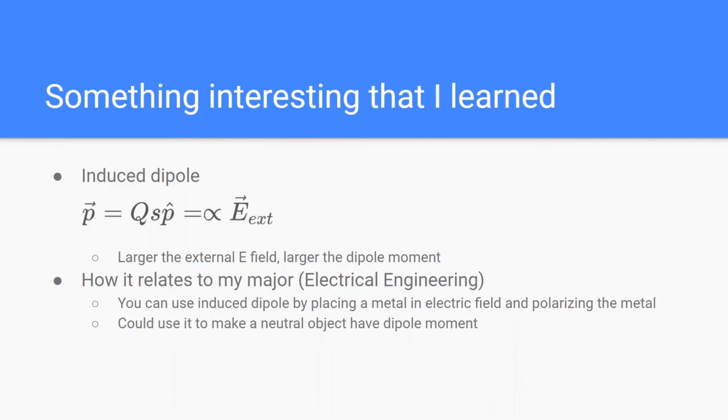And how it relates to my major, which is electrical engineering. You can use induced dipole by placing a metal in the electric field and polarizing the metal. And you could also use it to make a neutral object have a dipole moment. I also thought that it could probably be used in switches, so when you place a switch close to a metal that's connecting a circuit, you could somehow use the dipole moment so that the electric field will make the switch turn on and cause the circuit to be on.